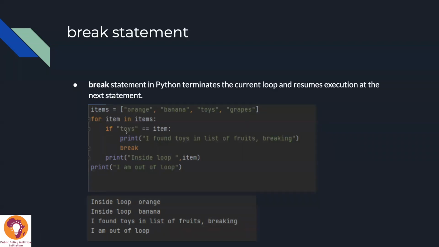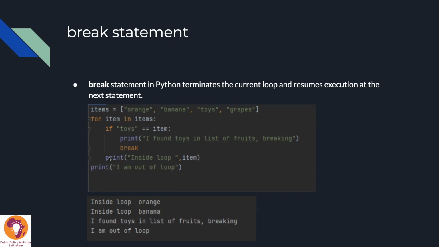So now we're going to check toys equals item. So toys equals toys, basically. This evaluates to true. So we go inside of the if statement and we print, I found toys in a list of fruits, breaking, and then we're going to break. And now we just come outside of the loop and so you say, I found toys in list of fruits, breaking, and now I'm out of the loop.